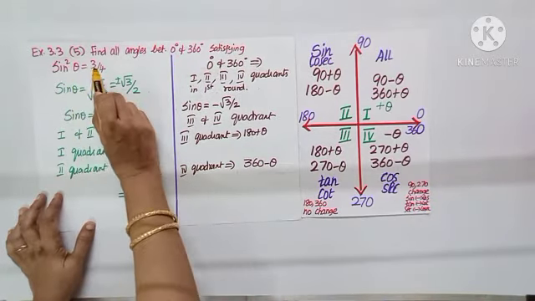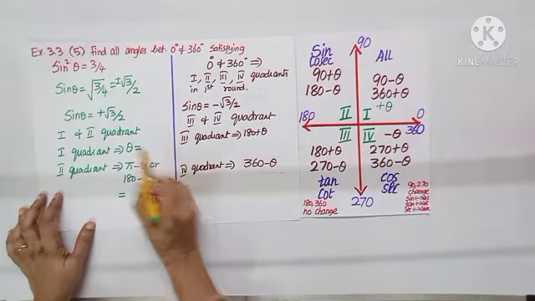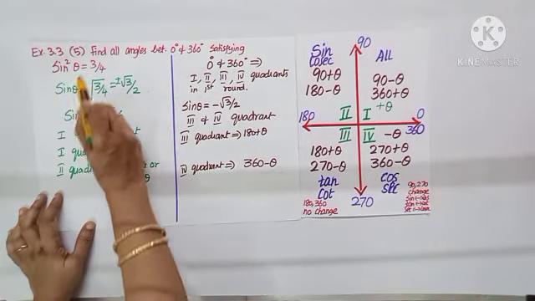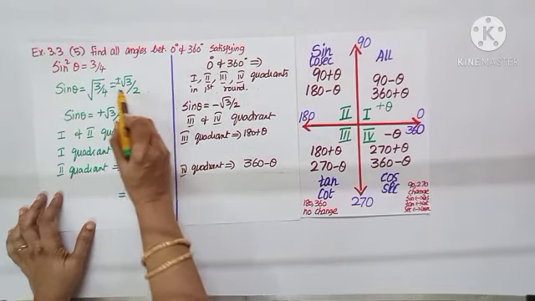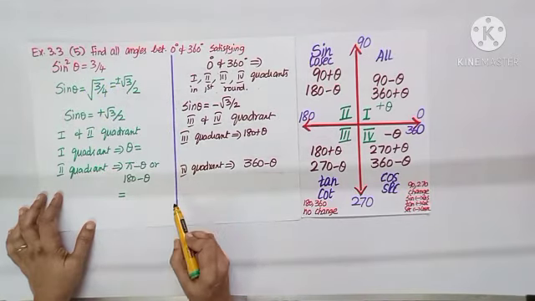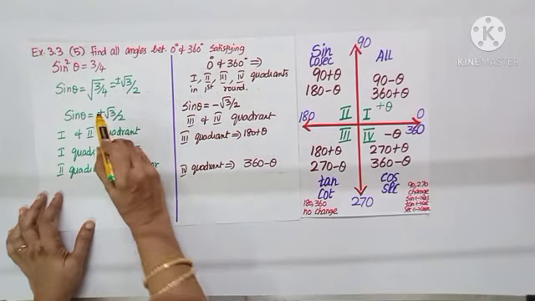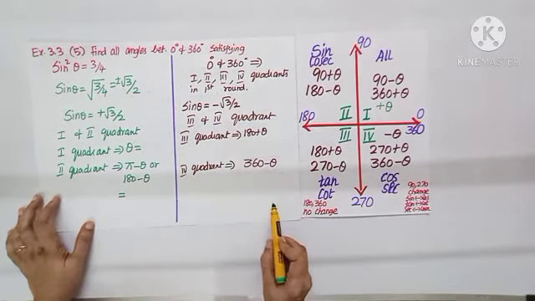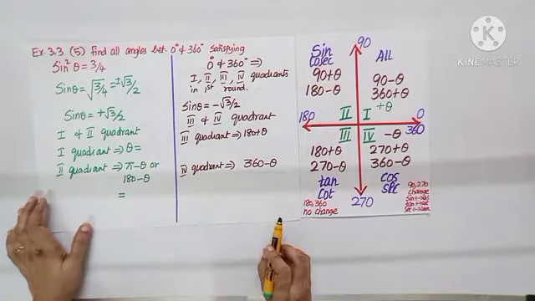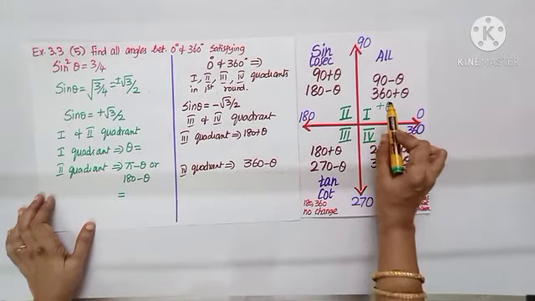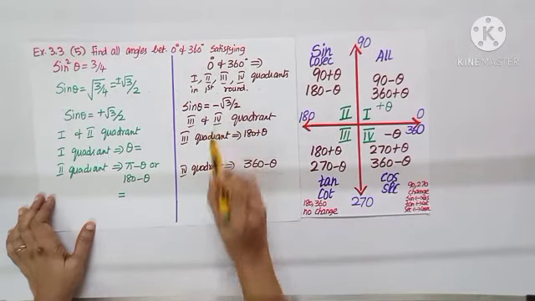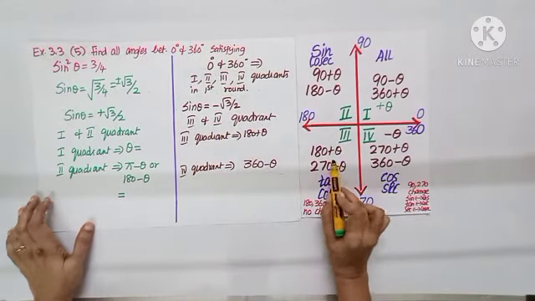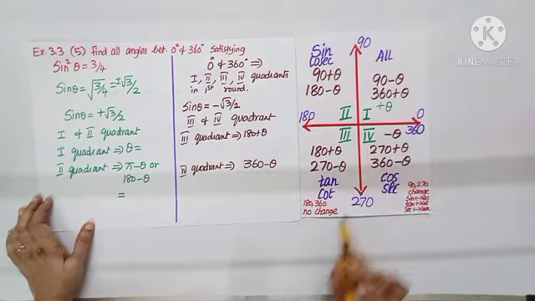Sin square theta equals 3 by 4 tells me sin theta is square root of 3 by 2, plus or minus. Consider plus symbol separately, minus symbol separately. When I say plus symbol, sine is positive in first and second quadrant. When I say negative symbol, sine is negative in third and fourth quadrant.